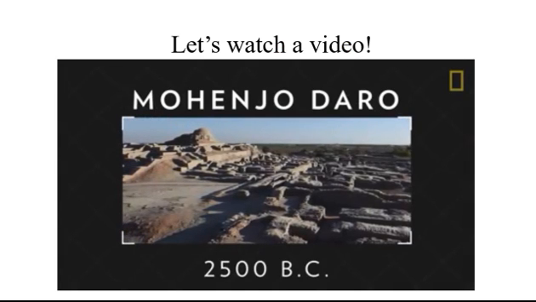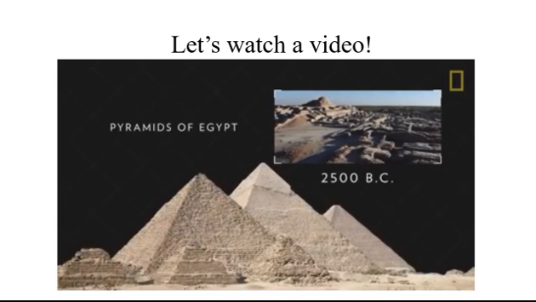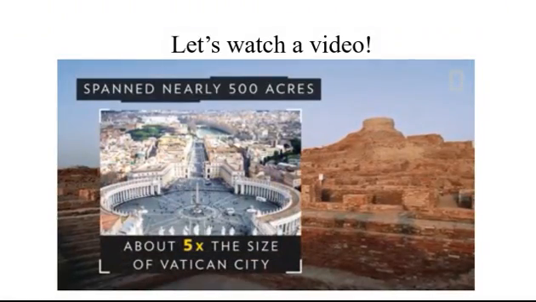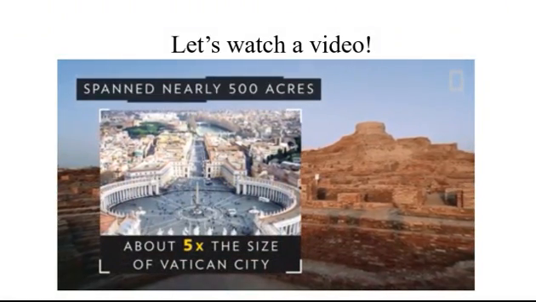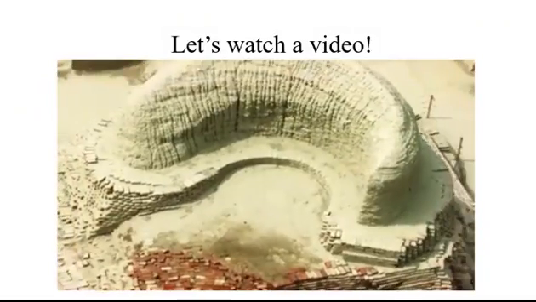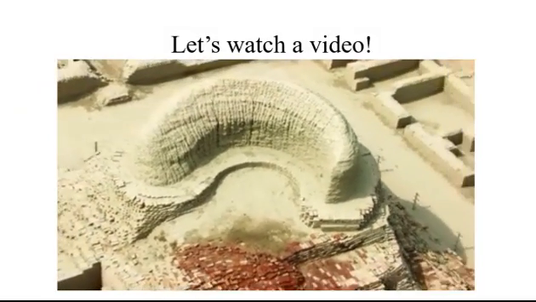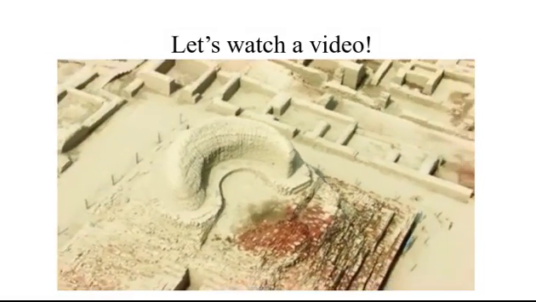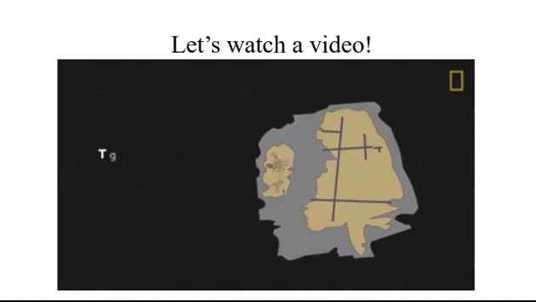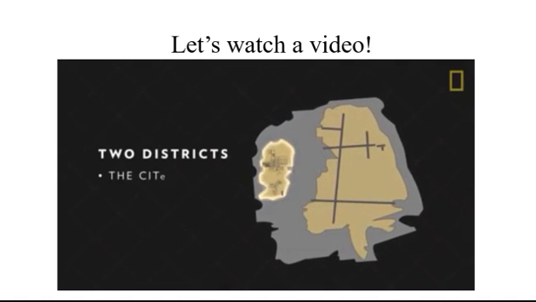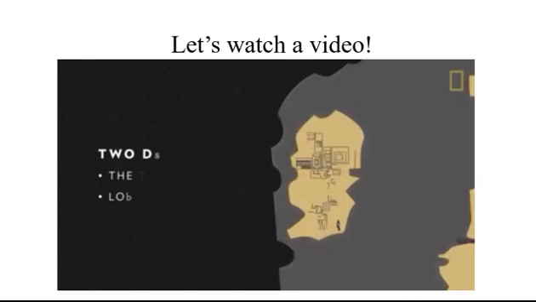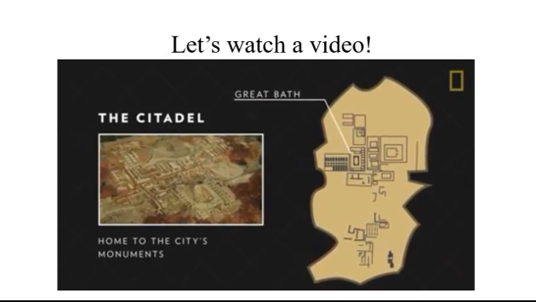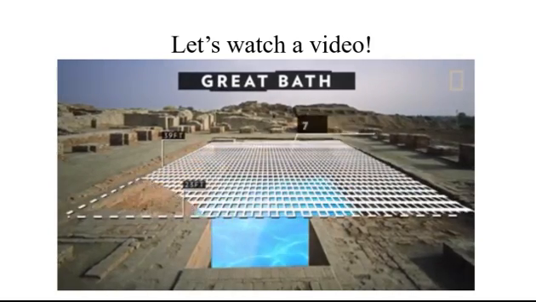Mohenjo-daro was built around 2500 BC, about the same time the Great Pyramids were being built in Egypt, and it spanned a surface area of nearly 500 acres, an incredible size for a city of this time period. Because of Mohenjo-daro's grand scale, archaeologists believe it may have served as a seat of power for the Indus civilization. The city was divided into two districts, the Citadel and the Lower Town. The Citadel is home to the city's exceptional monuments, including the Great Bath, a 900 square foot tank fed from the Indus River.